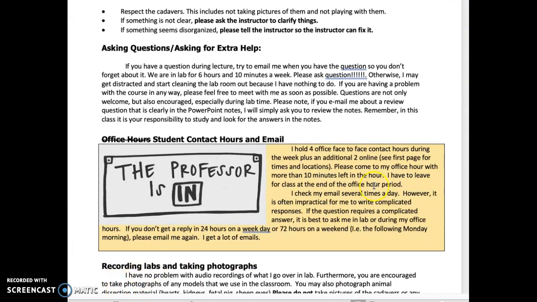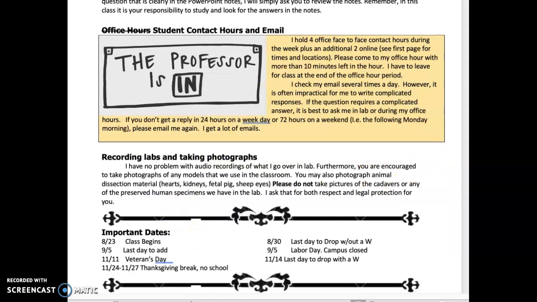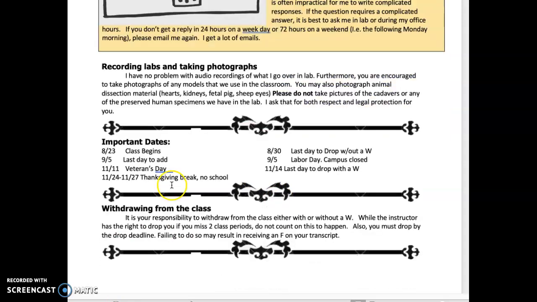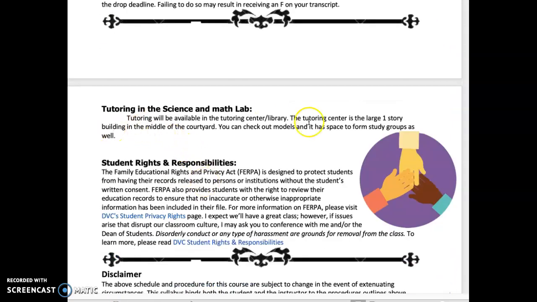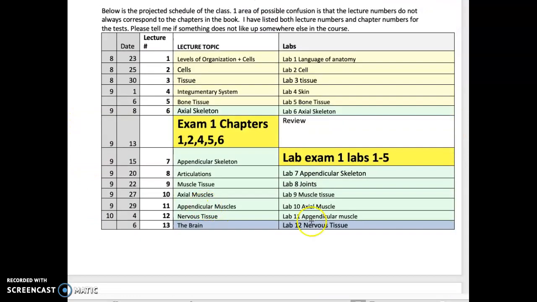So again, student contact hours. I have 4 face-to-face plus 2 online. Come and talk to me if you're having problems. Photographs: you may not take pictures of the cadavers or human organs. Everything else is fair game. We have a tutoring center. This is our general disclaimer. I may change things, not very likely. And then this is our schedule. Again, unless I'm sick, I'm not changing things.